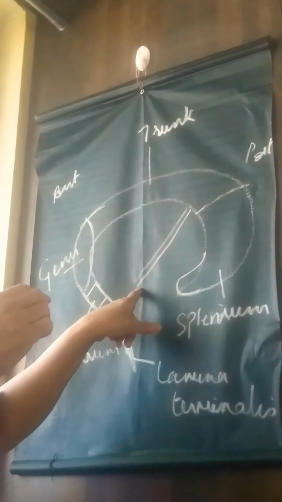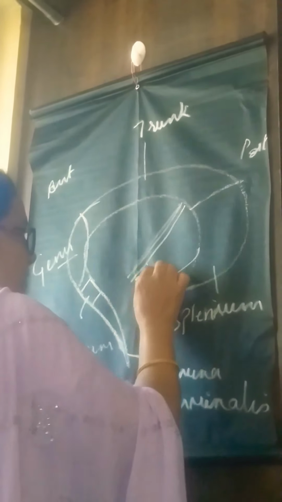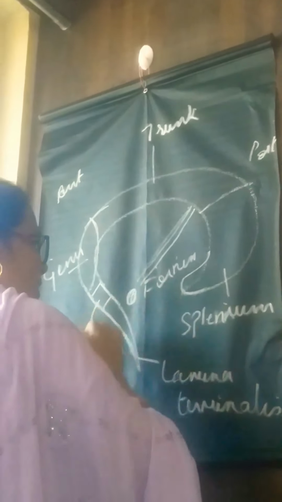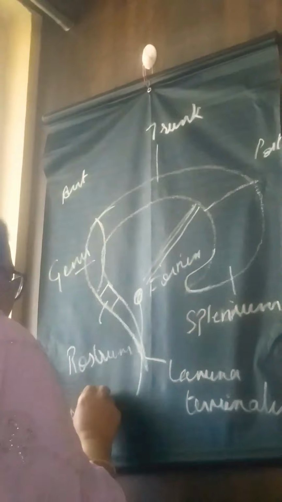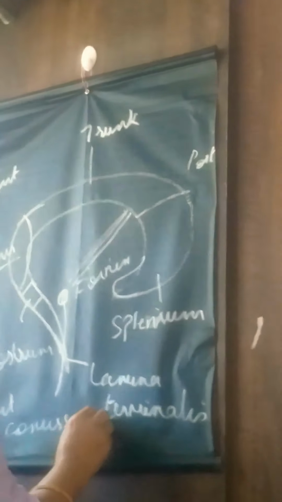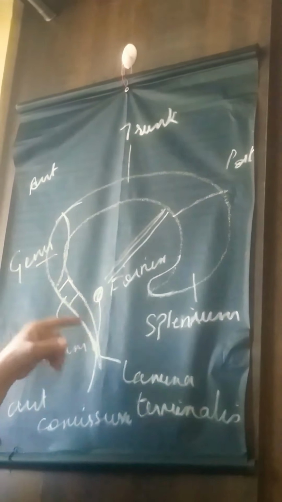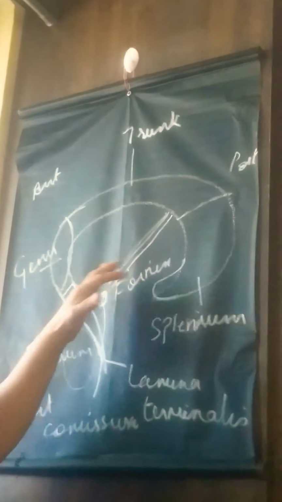From here you have the fornix. This is the fornix, and in front of the fornix there is the anterior commissure. Below down is the thalamus. So this is how the structures are located over here.